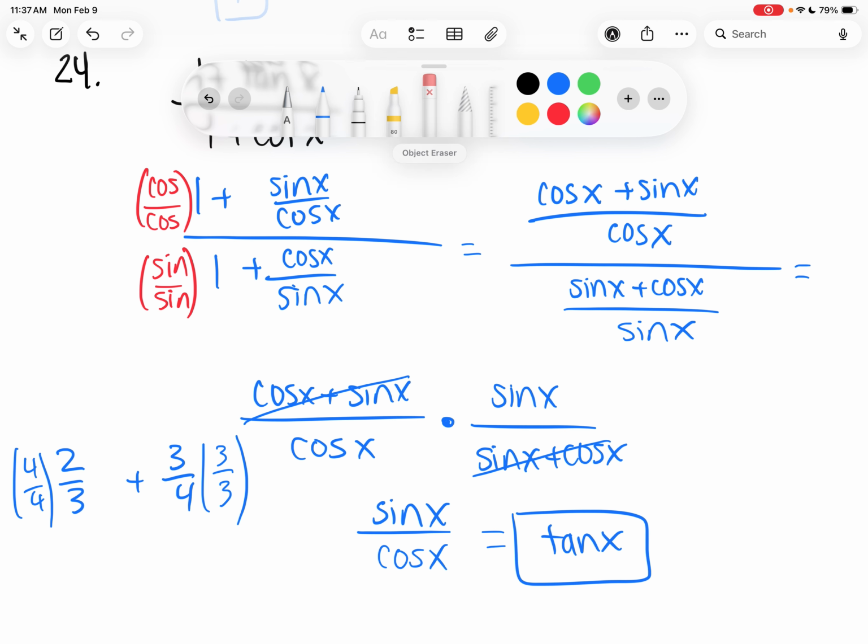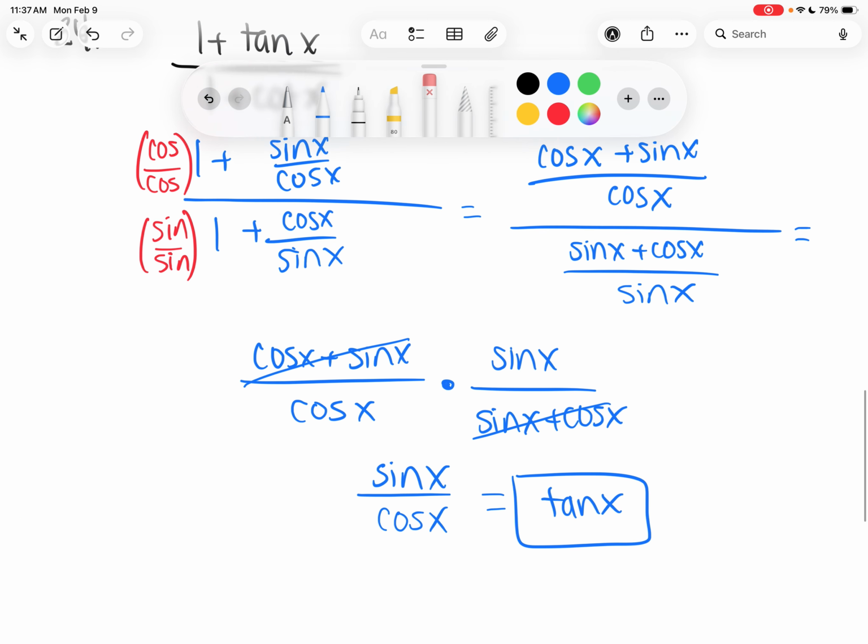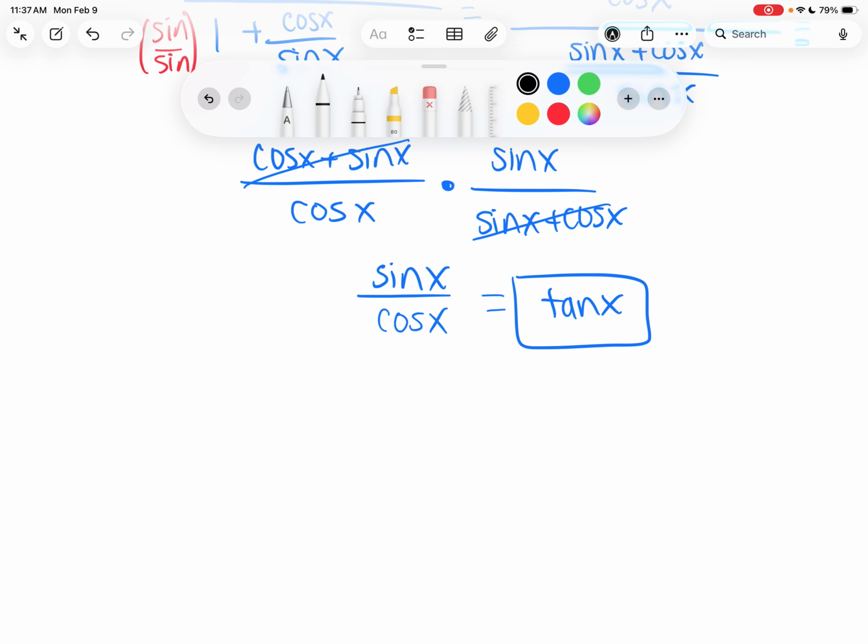Okay. Go away. Okay, that line's apparently not going away. It's just staying there.